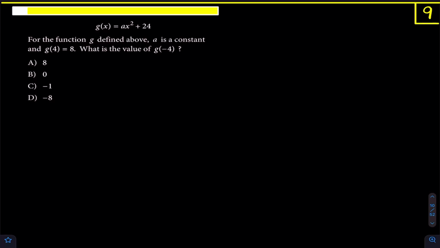So you might be able to solve this problem in no time at all, in 5 seconds, because you can see that this is an even function. So g of 4 would need to be the same as g of -4. So since this guy's 8, this needs to be 8. And that means that your answer is choice A.